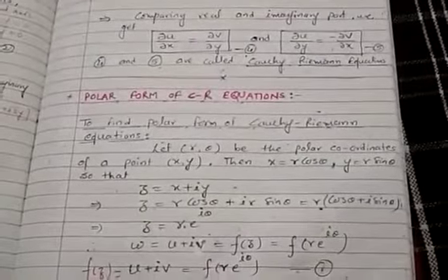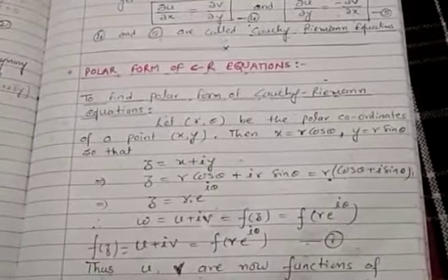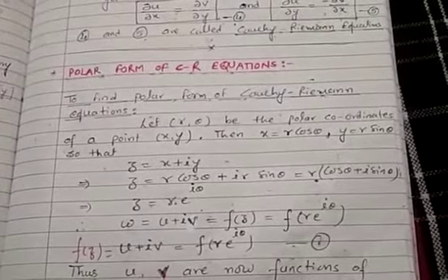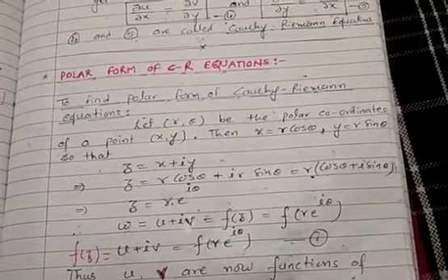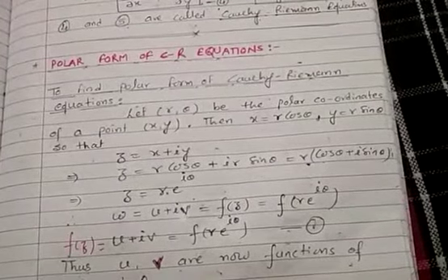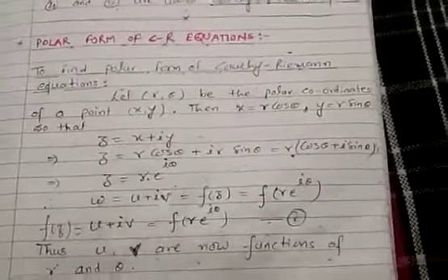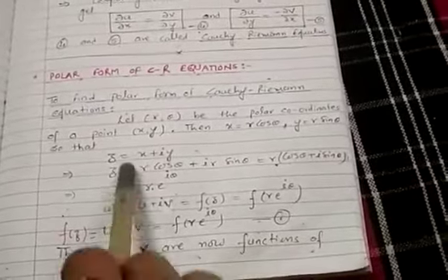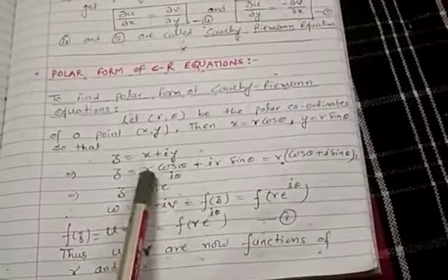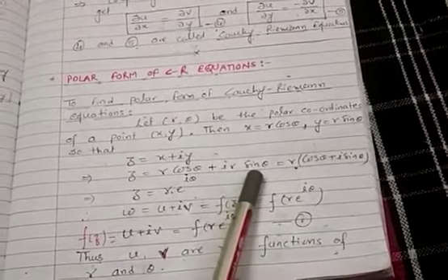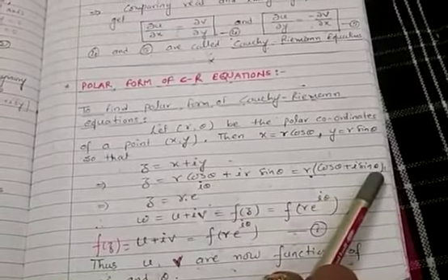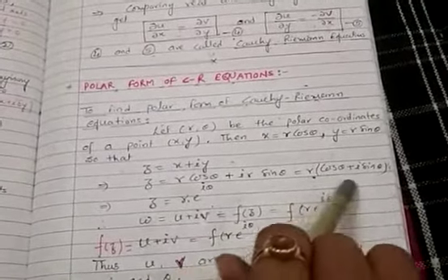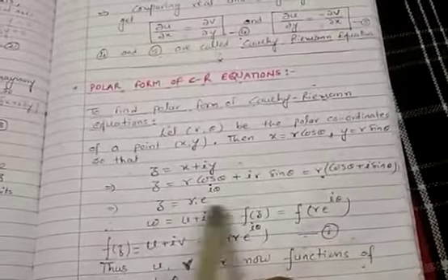For this, let r and theta be the polar coordinate of a point x and y. Then x is equal to r cos theta and y is equal to r sin theta. These are the polar coordinate for x and y. Now we know that z is equal to x plus iota y. So z is equal to r cos theta plus iota r sin theta. If we take r common, then we get cos theta plus iota sin theta, and the value of cos theta plus iota sin theta is e to the power i theta.